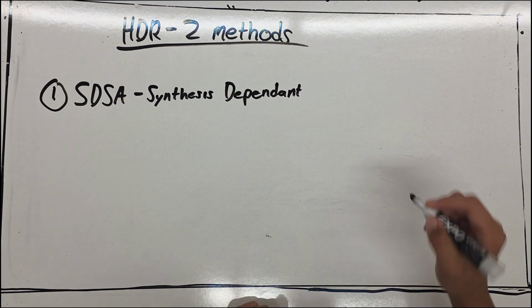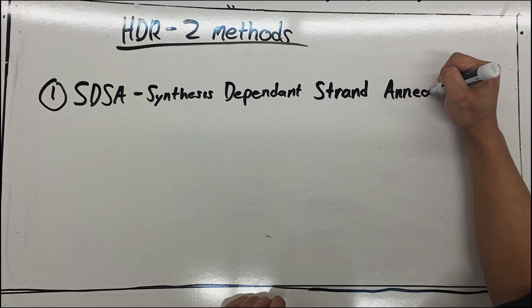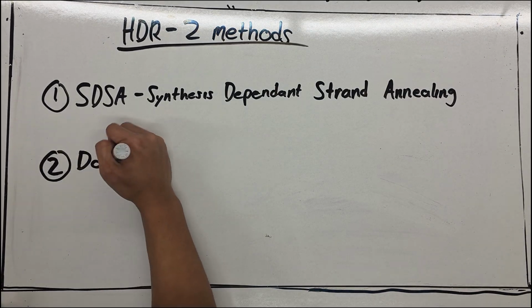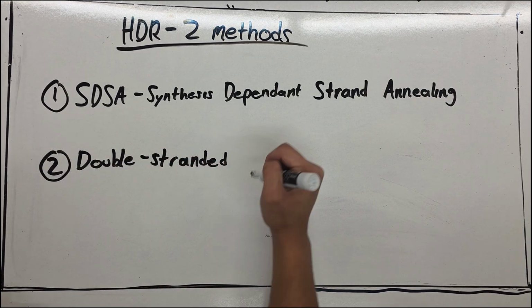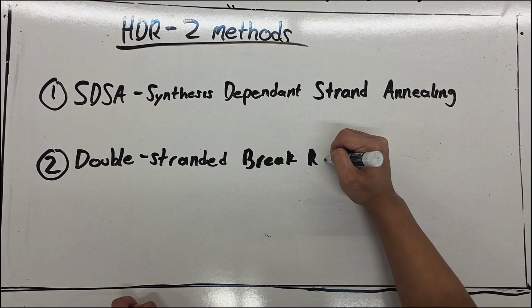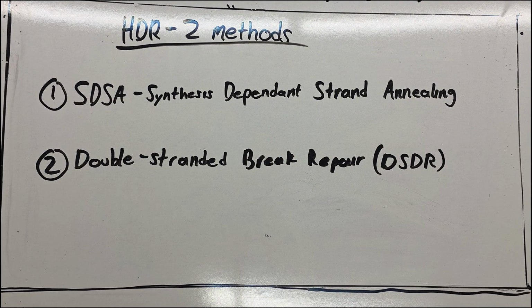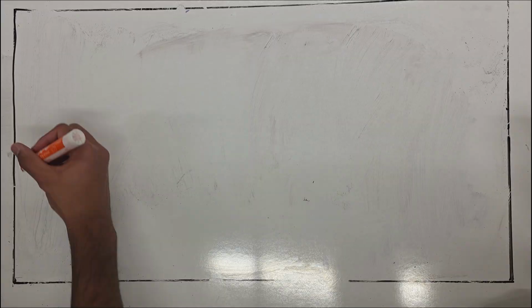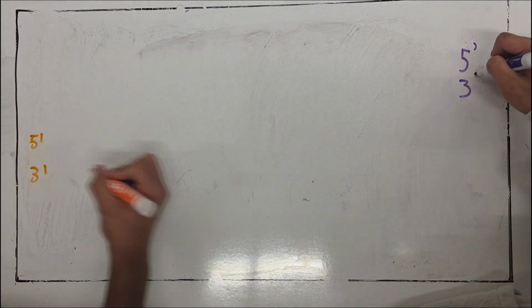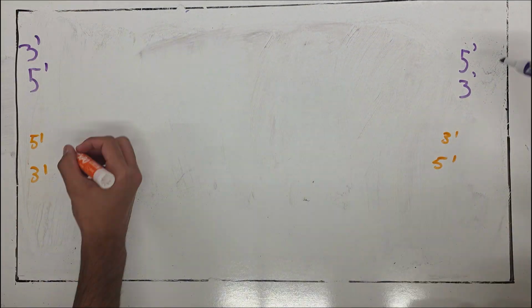Now, HDR has two main repair methods: SDSA, or synthesis-dependent strand annealing, which copies DNA from a template without crossing over. And the second one is double-strand break repair, or DSBR, which uses a template and can result in crossing over. Now, before anything, let's start talking about SDSA.